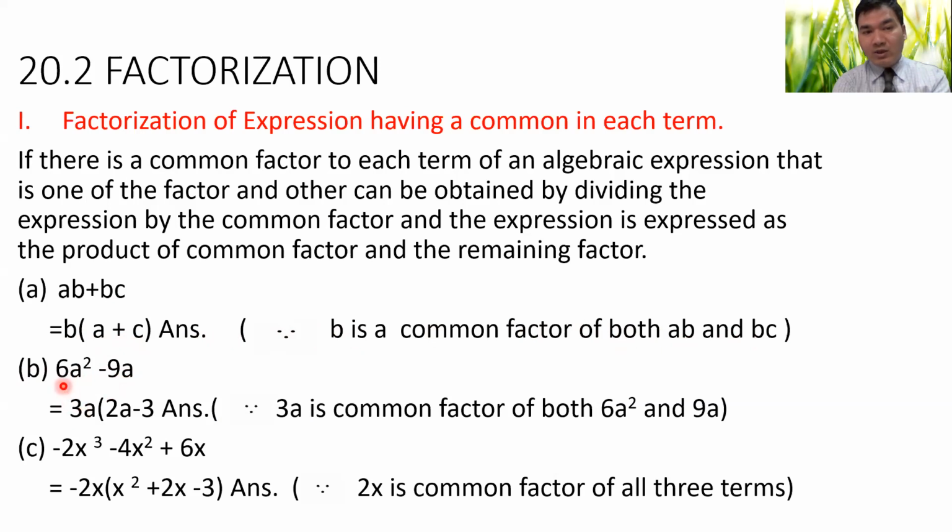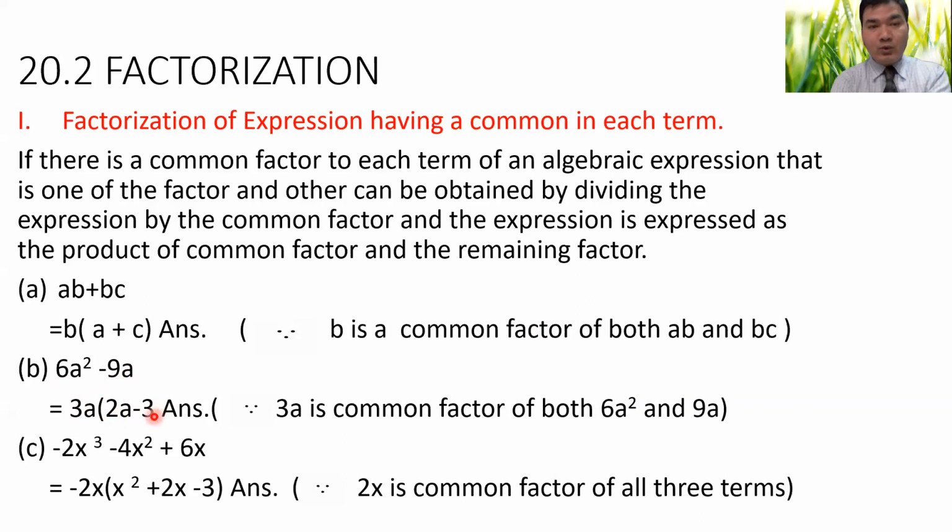And if 3A is taken common, then from 6, 2 is remaining, and right here 2. And A square means A already gone common, then one A is still left there, right? A. And from here, A already gone common, so the A is not remaining here. And we have to write here 3 only, and here should be a bracket. I will correct it.